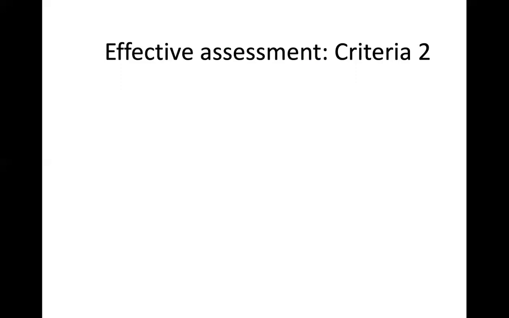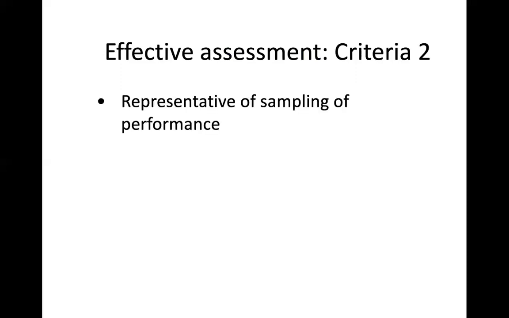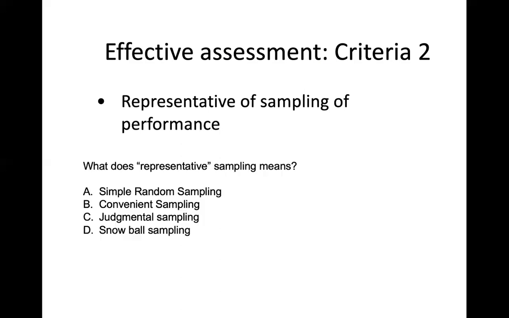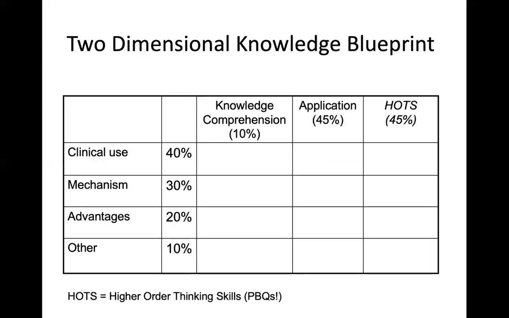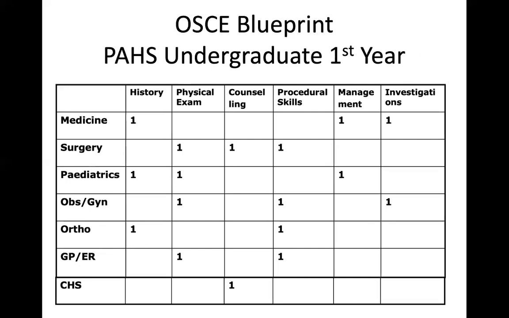The second criterion of effective assessment is the representative sampling of performance. This is actually done using a tool called blueprinting. So we have to have an exam blueprint, because without that we will never achieve the validity of the exam. So this is an example for you to think about. This is another exam that we use in the MBBS program. So this is the integrated exam OSCE blueprint.